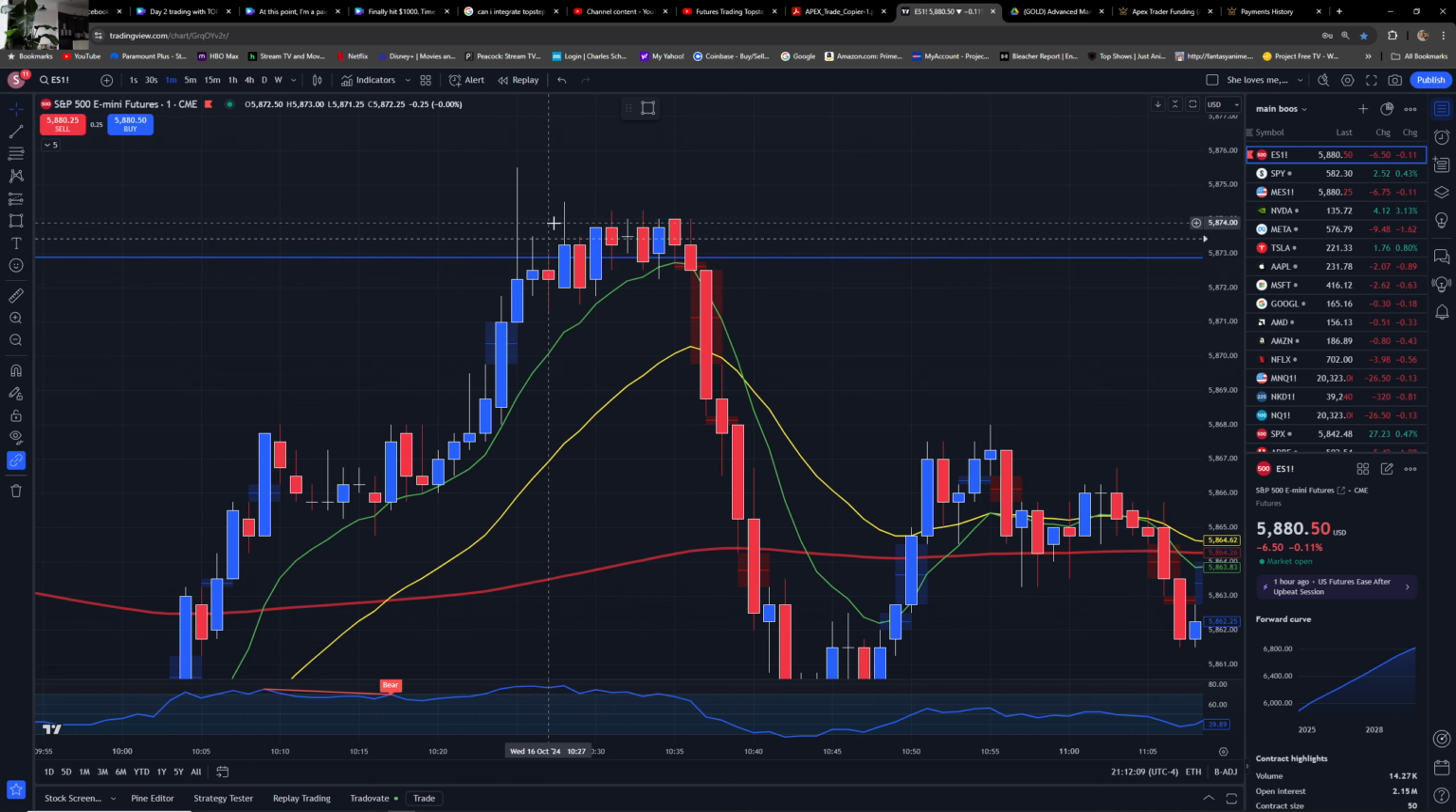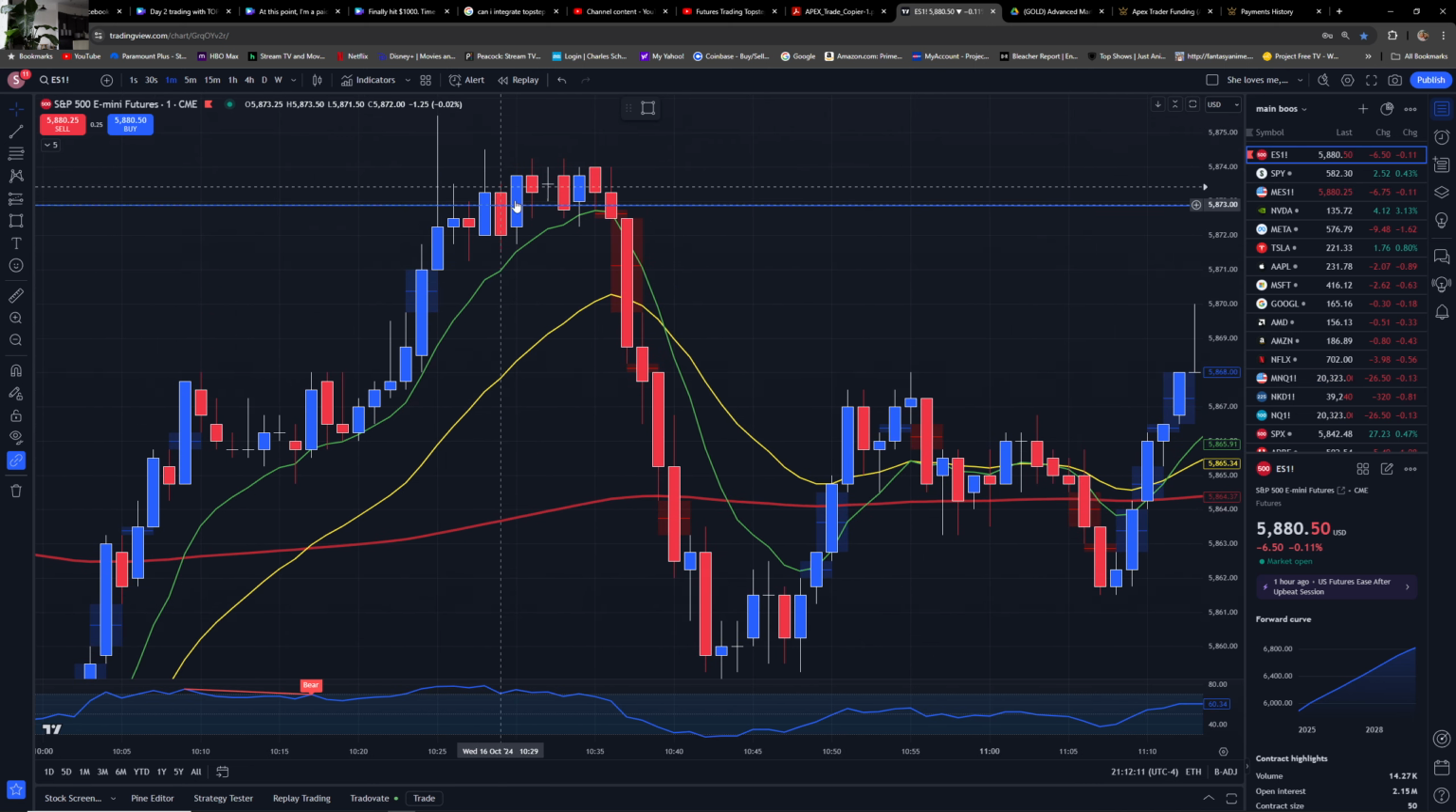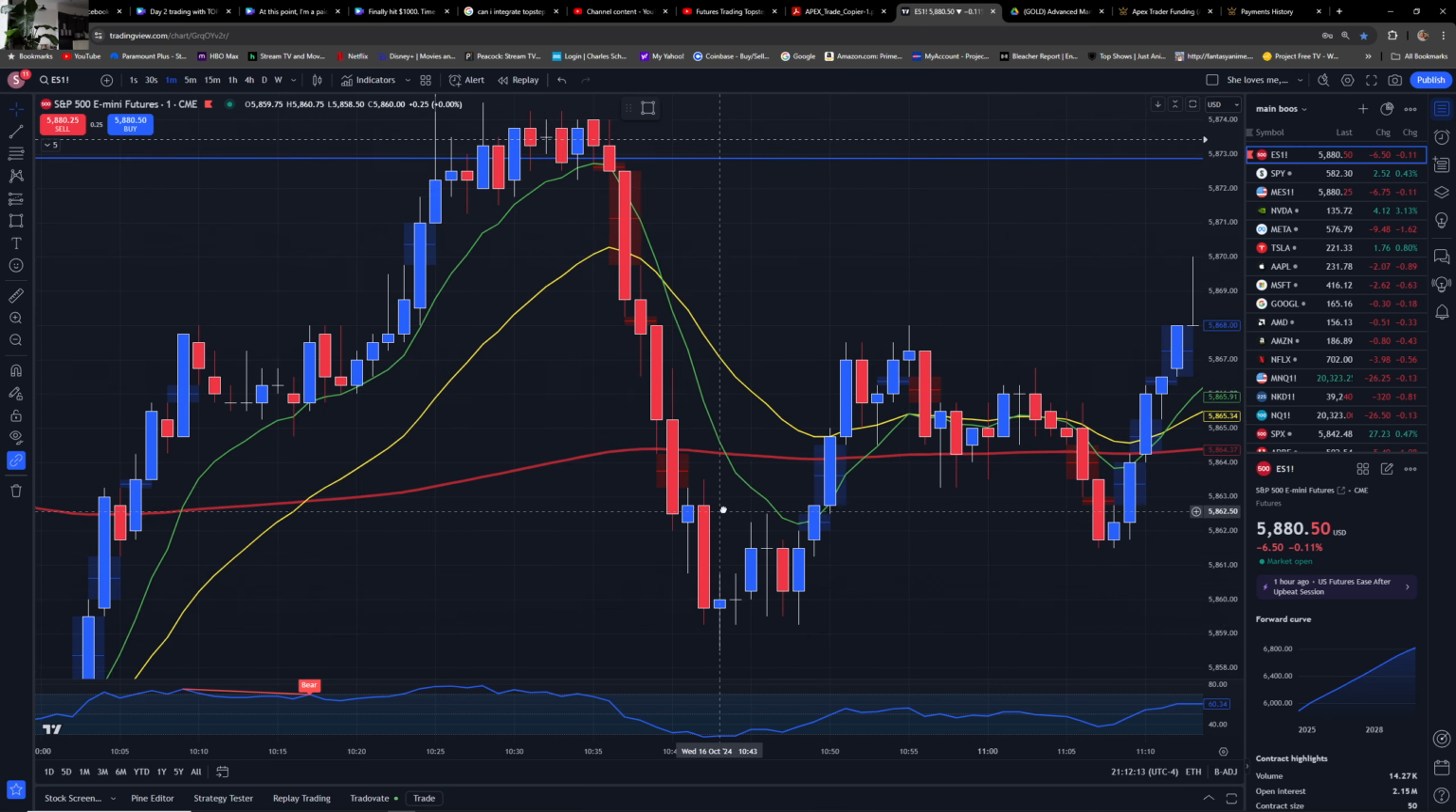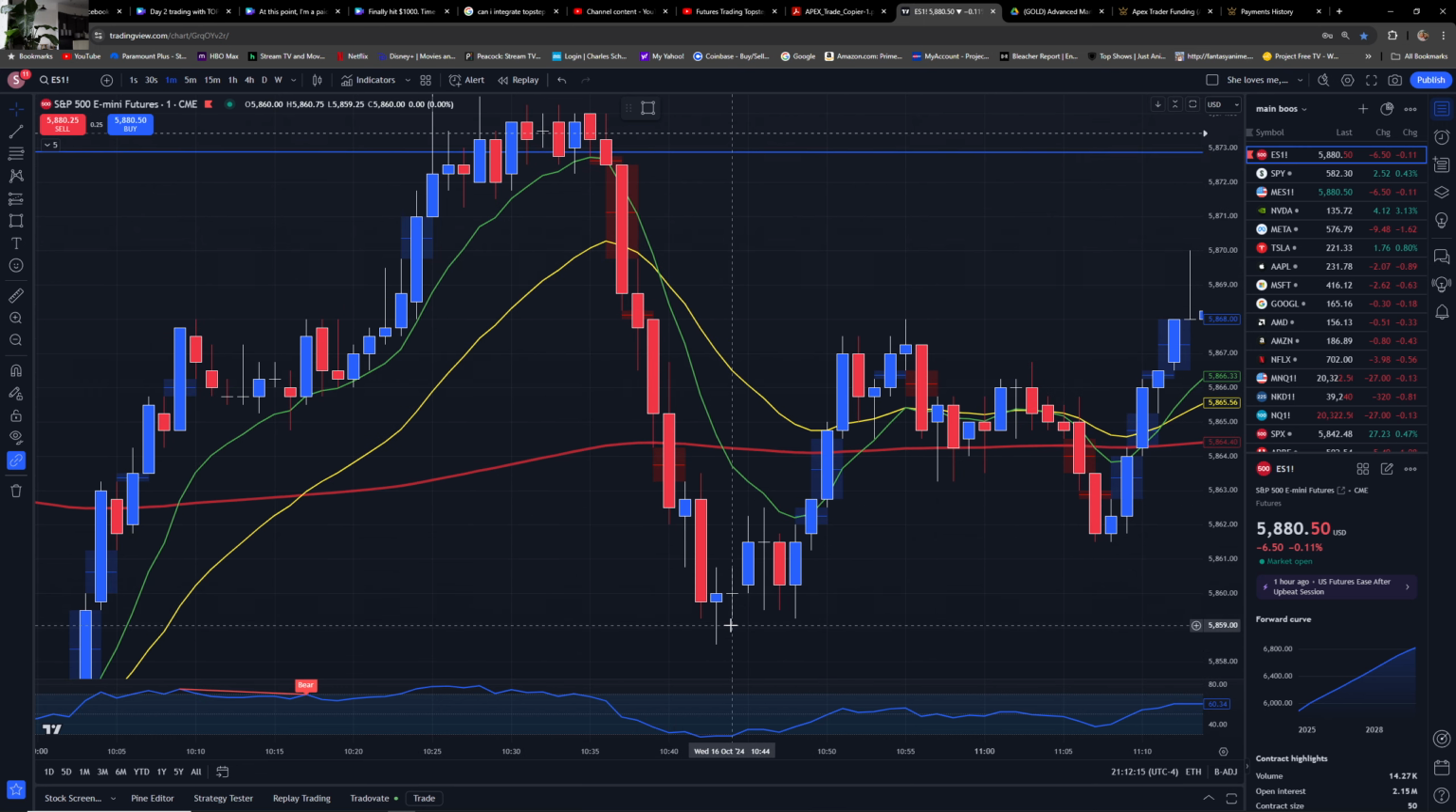When you get a massive pullback like this, there is a difference between pulling back and about to reverse and continuation. Continuation will be consolidating in this direction. A pullback is going to consolidate in the opposite direction. You're getting consolidation in the opposite direction. You're getting more blue candles than red candles.